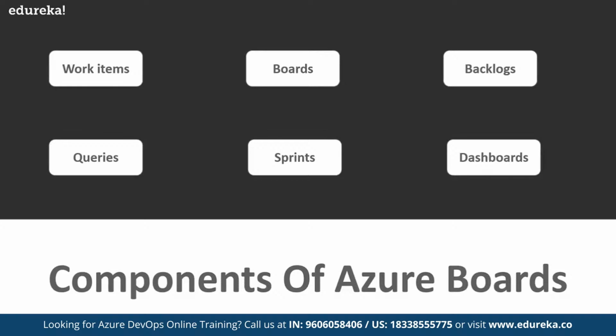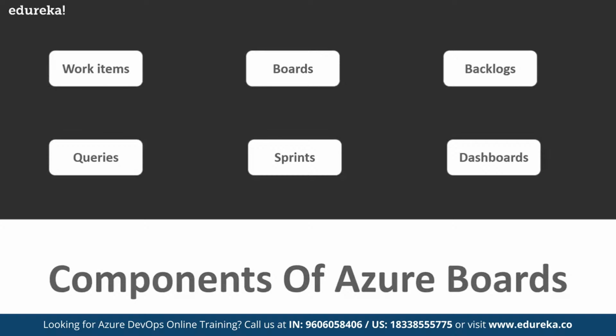Say, for example, I have some issue with committing a change to a particular repository. In that case, I can create a work item or an issue saying that this is the stuff that I'm working on, or this is the stuff that I need to keep note of. So this basically is a work item.